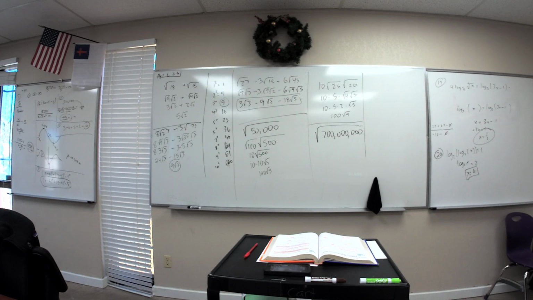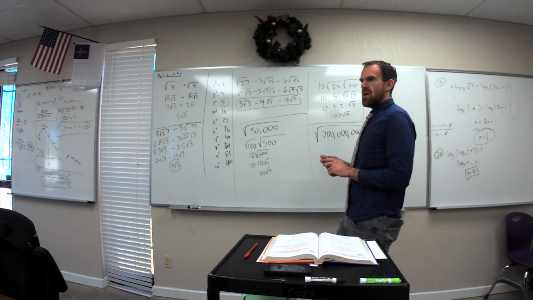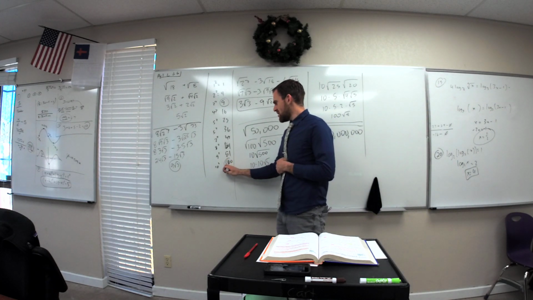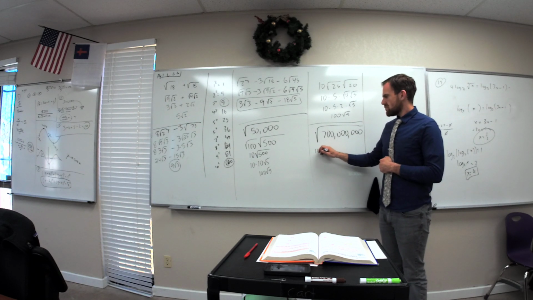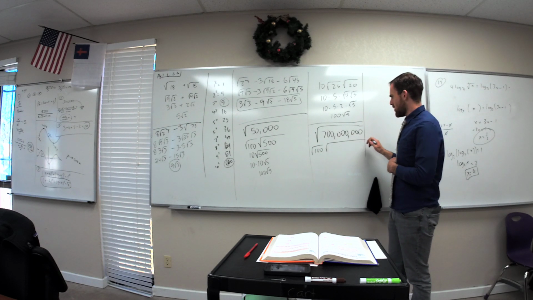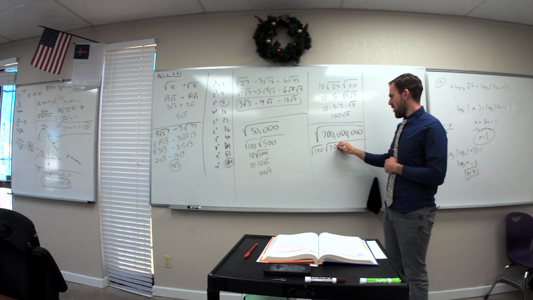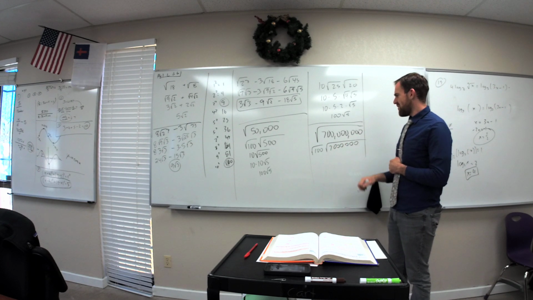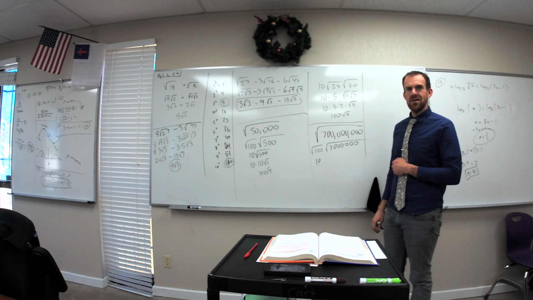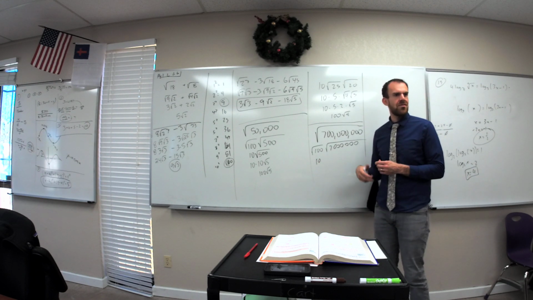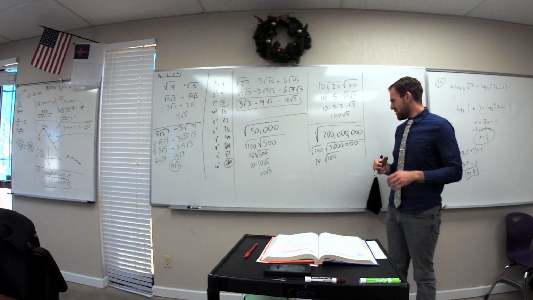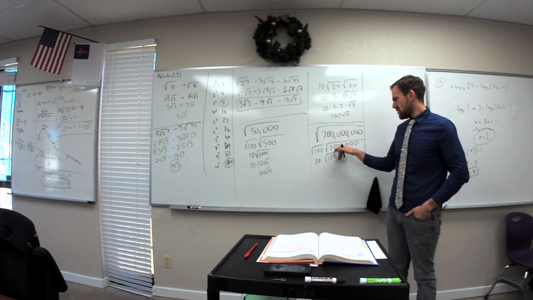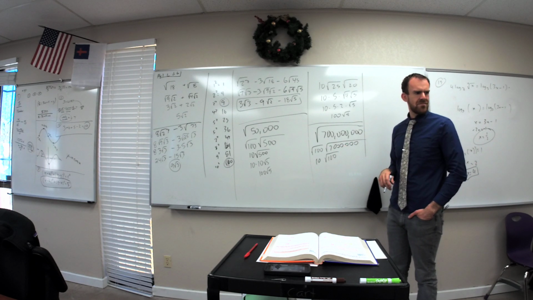How about no? Okay, what goes into 700 million? 100 million. From this list, 100 million. Now we have 7 million. So we have 10 times 7 million. What goes into 7 million? 1 million does go in. I don't know if that's a perfect square. It is. 1 million times 7.